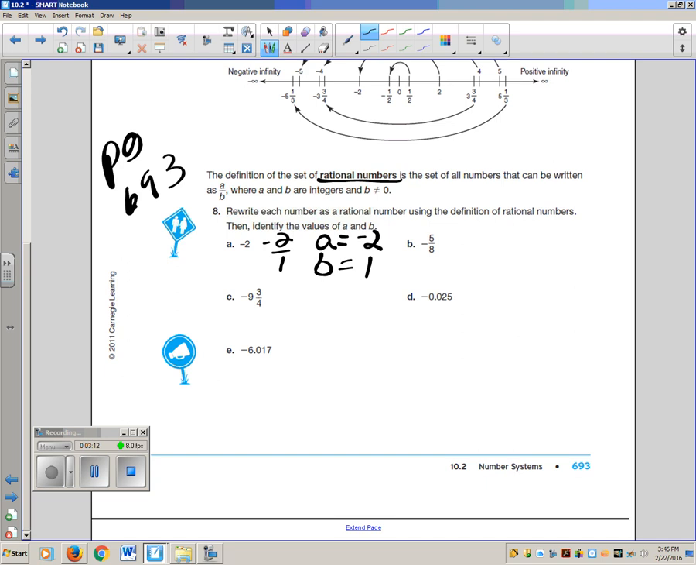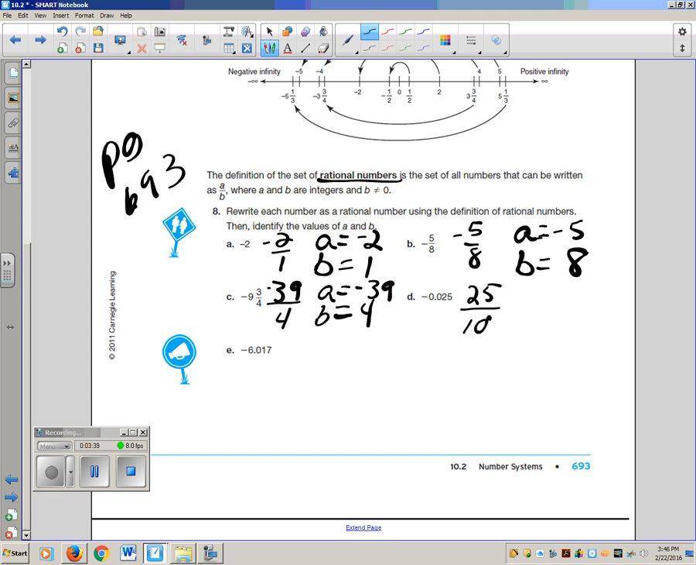On B, you have -5/8. A is -5. That's the numerator. B is 8. Change to an improper fraction: -39/4. A is -39. B is 4. A and B, numerator and denominator. 25 thousandths negative. A is -25. B is 1,000.